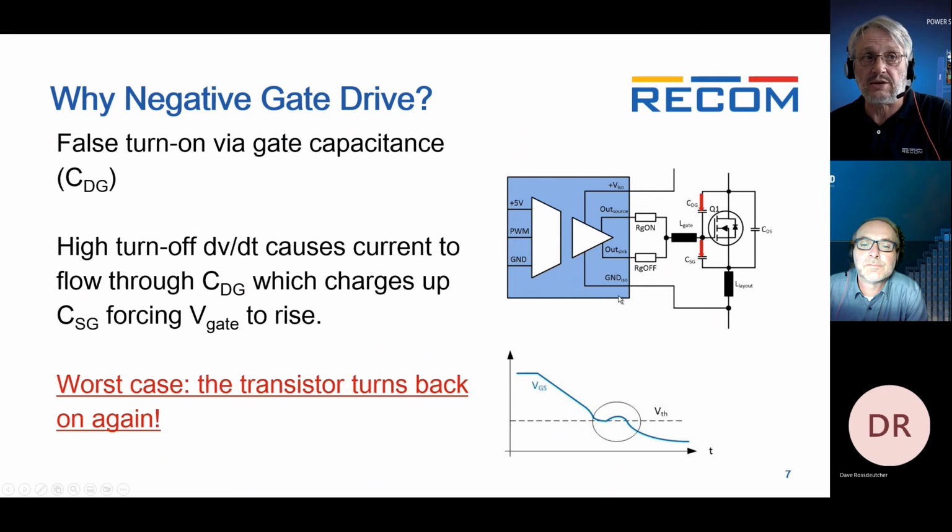So in the worst case, you can get this bump in the actual gate drive. The transistor can switch itself back on again by itself. So in order to stop that, you drive it with a negative voltage, and that means you guarantee that when you turn the transistor off, it stays off, even if the layout inductances try to generate a voltage to turn it back on again.